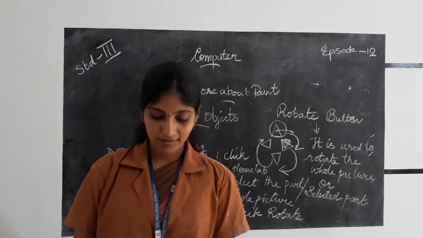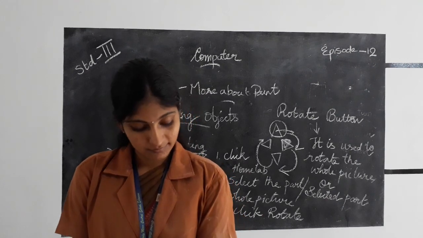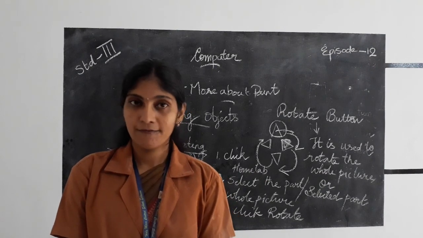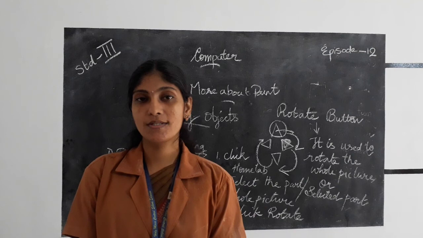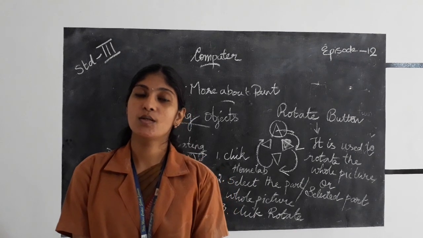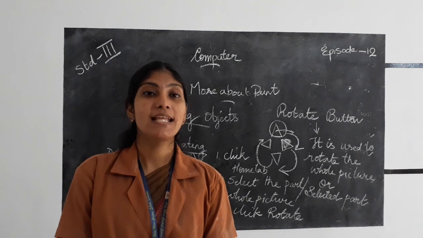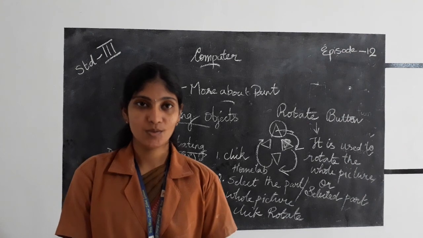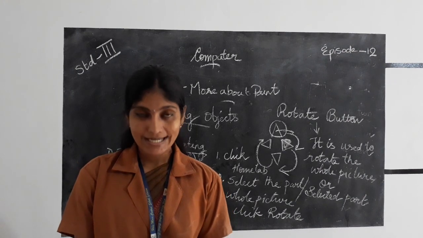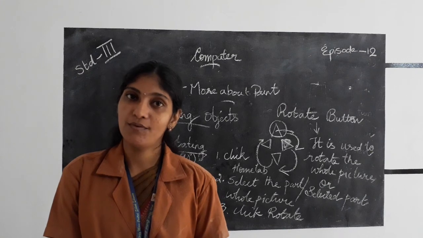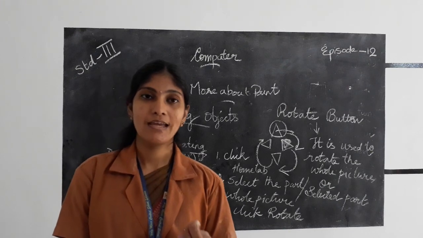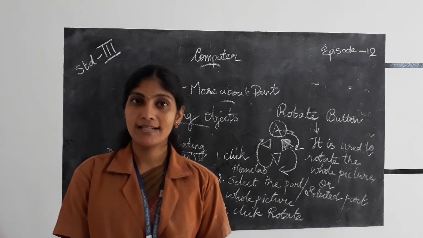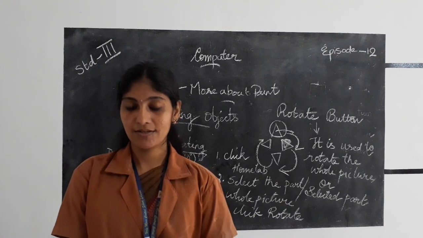So once again, we can revise this chapter. First, we discussed how to select and edit objects. What are the ways of selecting objects? There are 2 types, rectangular selection and freeform selection. Rectangular selection means you can select a part in the form of a rectangle or a square. Freeform selection means you can select the part in an irregular form.